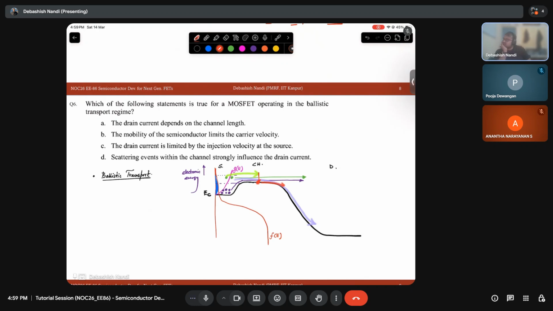Let me put it this way. Electrons are traveling at a higher energy, but suddenly something happens so that they come down to the lowest possible energy where they can be free, that is the EC, the minima of the conduction band, and then travel along the conduction band. So what is happening at this location?